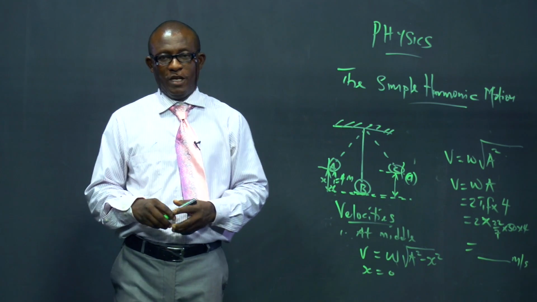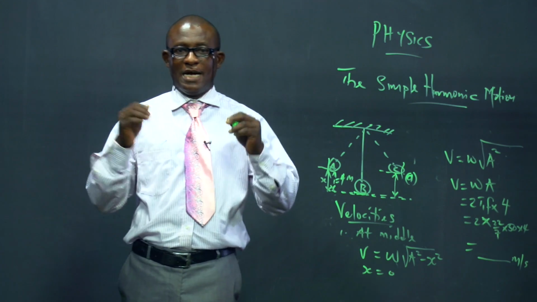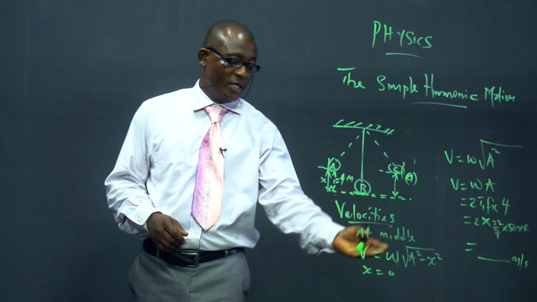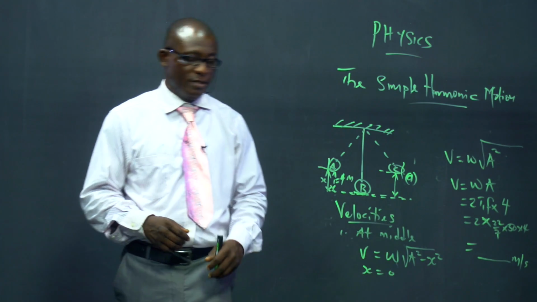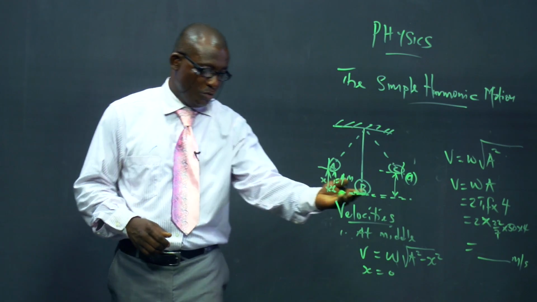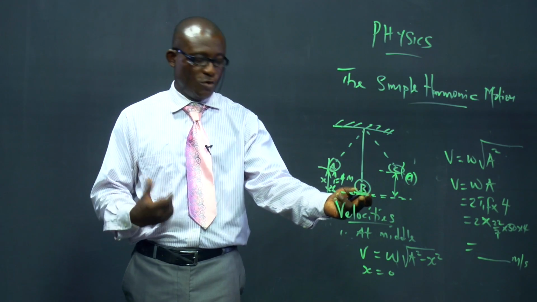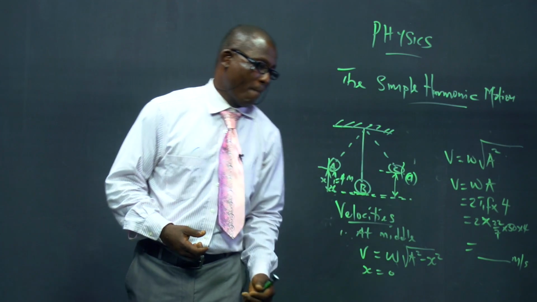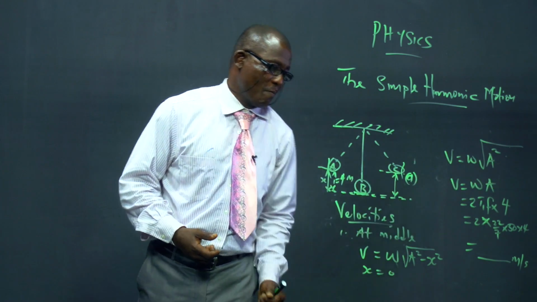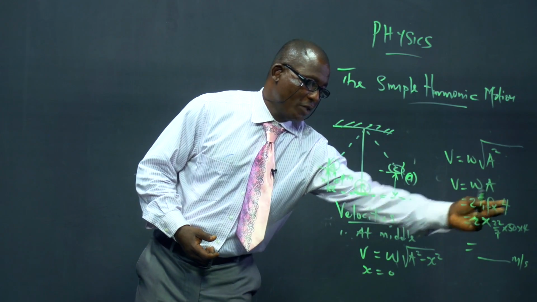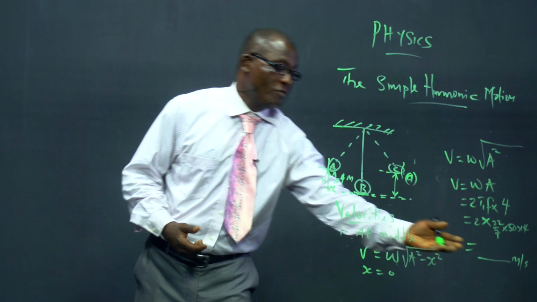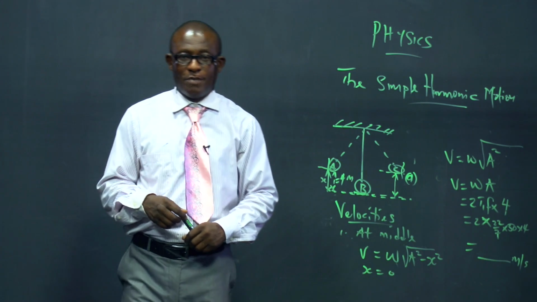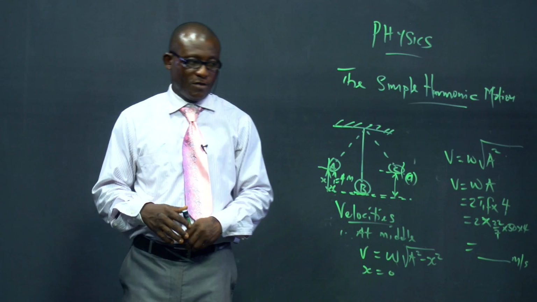Let's go over it again. Velocities at the middle and at the end. The formula for velocity V is omega square root of A squared minus X squared. At the middle, there is no displacement. X is 0. Putting x as 0 here, we have V equals omega square root of A squared, which gives us A. So V equals 2 pi f multiplied by 4, and that will give us the velocity in meters per second. Now, the last part of the question asks us to find the velocity and the acceleration.